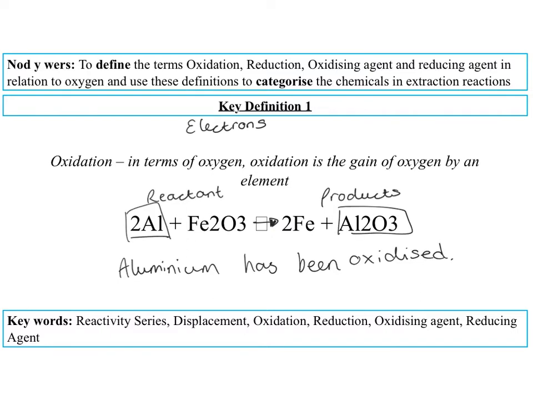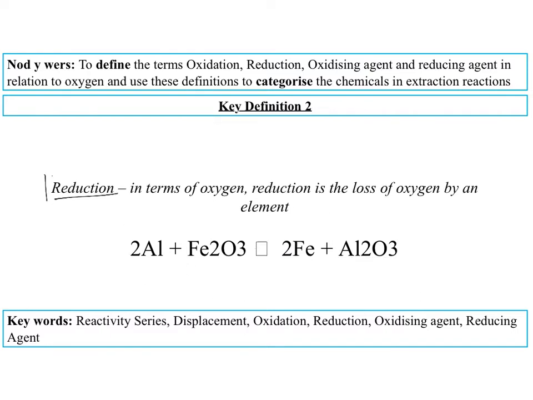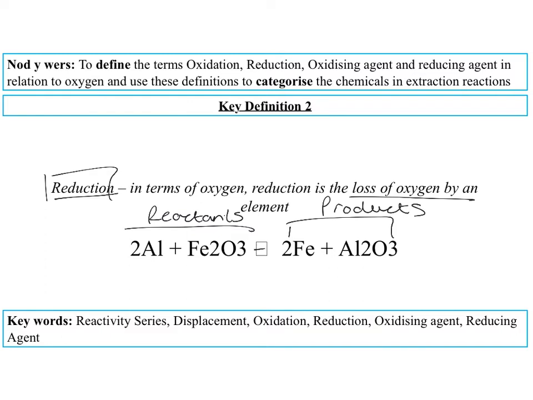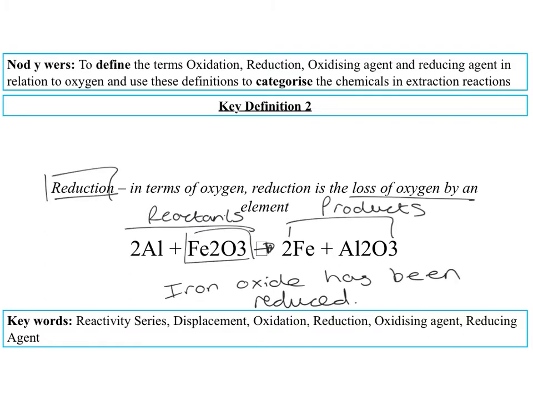Okay, so next one then, reduction. Reduction in terms of oxygen. Reduction is the loss of oxygen by an element. Remember, we're comparing our reactants to our products. And if we look at this now, this one has lost its oxygen, so we say that iron oxide has been reduced. Okay, make sure you comment on the actual compound. Don't just write iron, it is the whole compound. Iron oxide has been reduced.